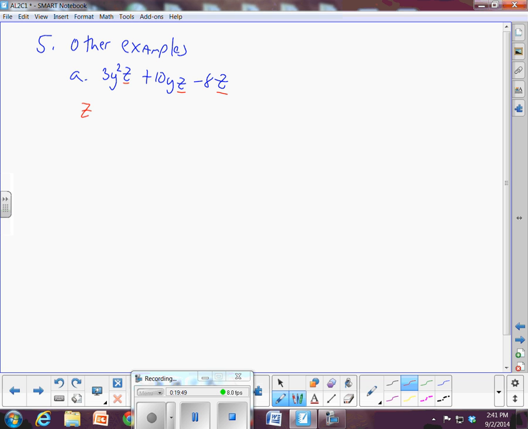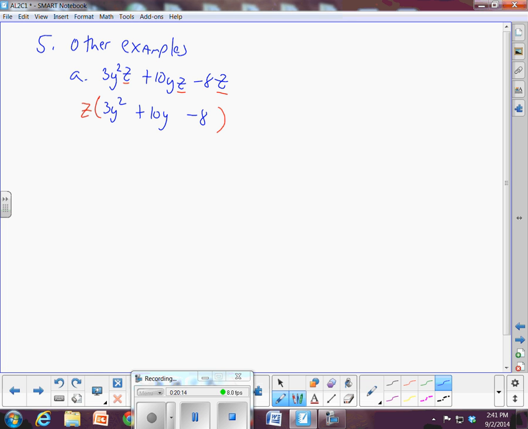Now, sometimes there's a common number as well as a common variable. Sometimes there's more than one common variable. Get everything out that's common. And make sure you include then what's left, because that's what you're going to factor. Okay, what would be left here? 3y squared plus 10y minus 8. And it is now that blue trinomial that we're going to factor further, or at least hope to.